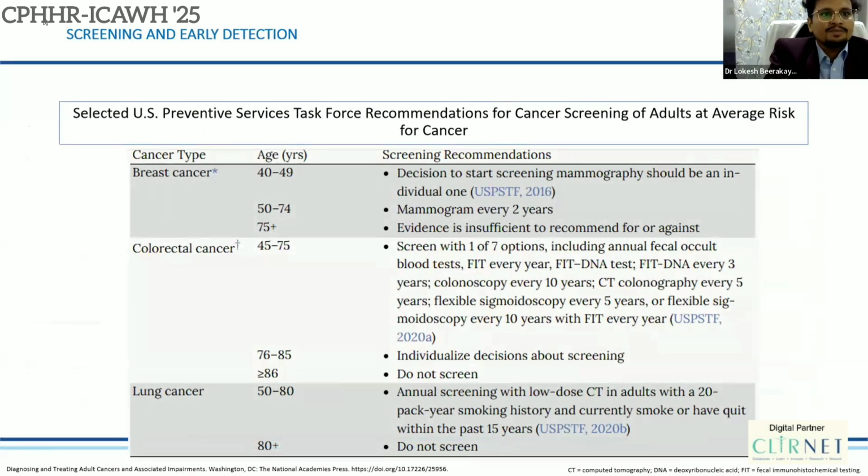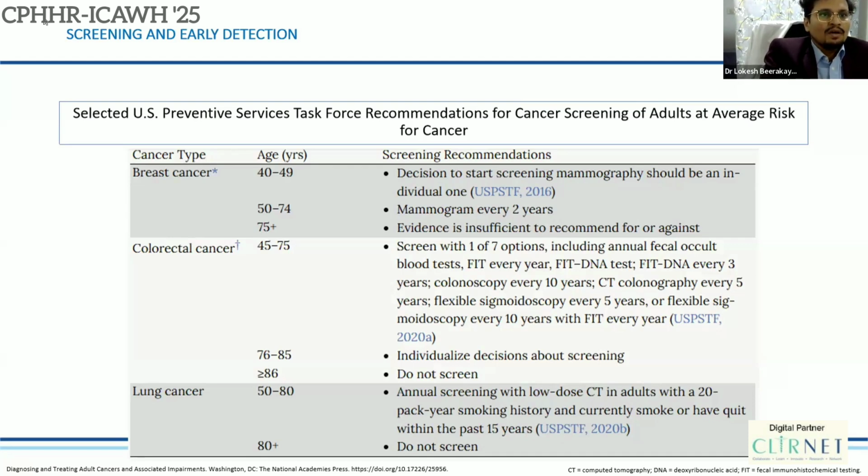Coming to the selected US Preventive Services Task Force recommendation for cancer screening of adults at average risk for cancer. Normally we need to screen for breast cancer in females at the age of 40 to 49, and the decision to start screening mammography should be an individual one. If normal, we need to repeat mammogram every 2 years. Everything is a little flexible depending upon the patient condition, the family history of malignancies, and the symptomatology of the patient.